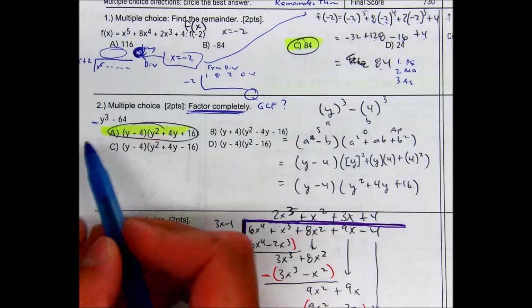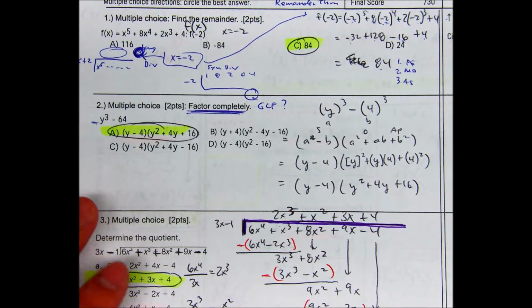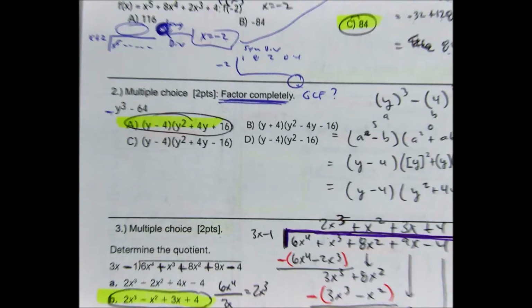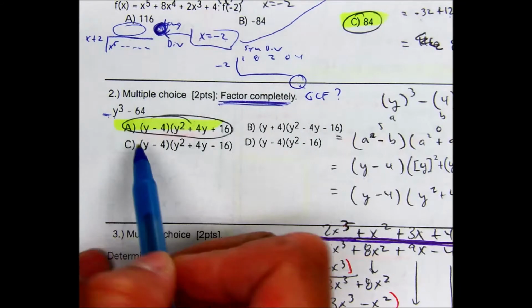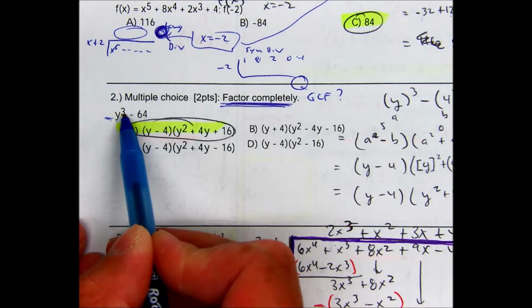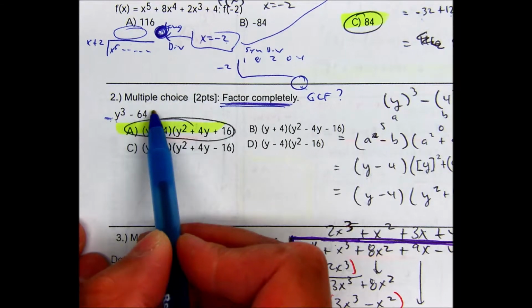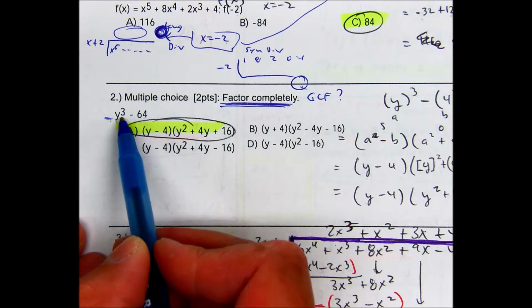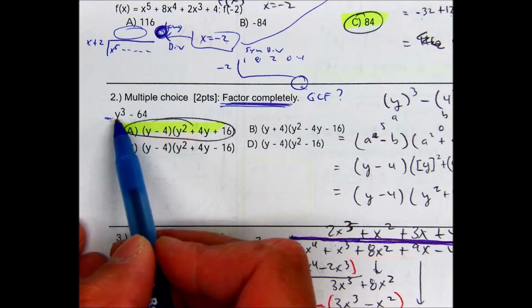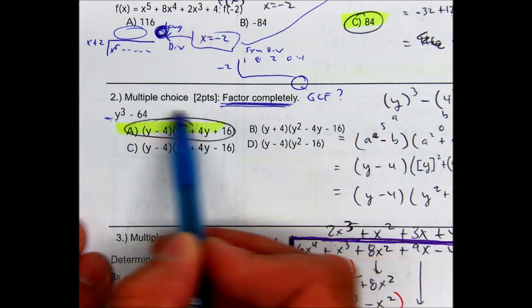The second thing you want to know is if you're going to use the X-box method, right? The X-box method works for either 2 or 3 terms. Well, what's half of 3? 1.5. So you don't have something like y to the 1.5 power, so I cannot use the X-box method to factor. I don't have 4 terms, so you're not factoring by grouping.